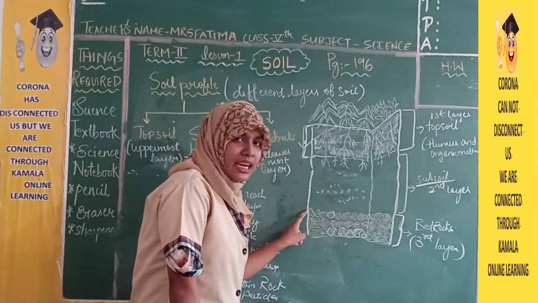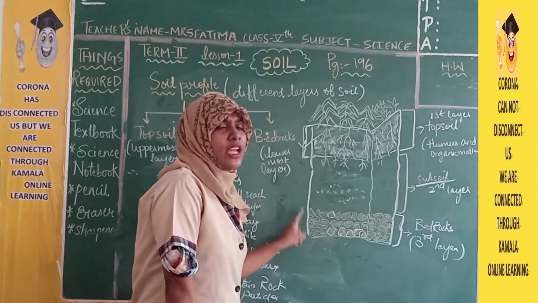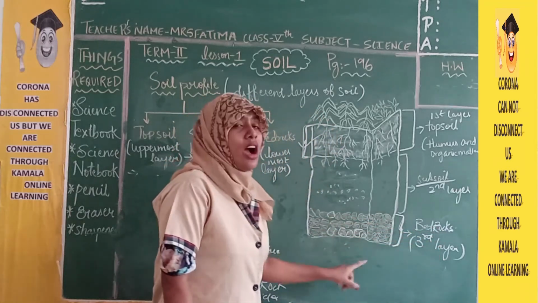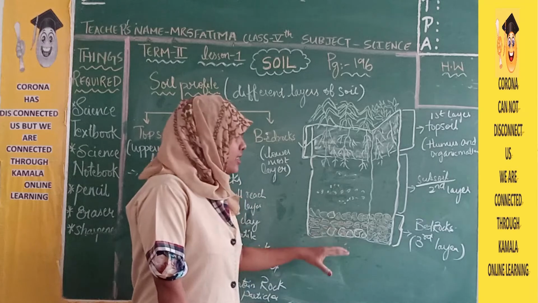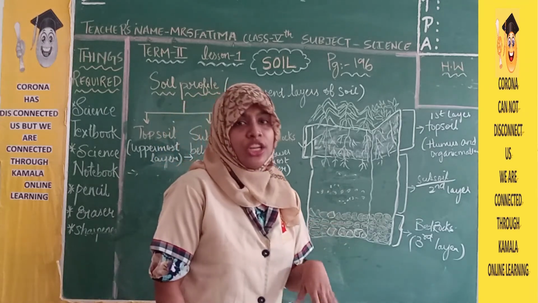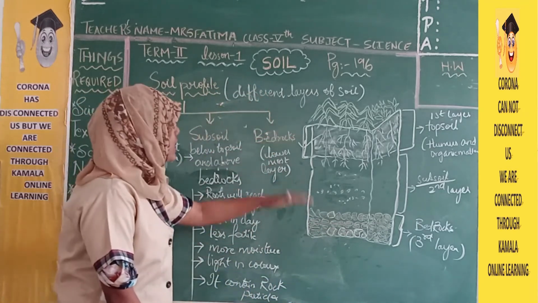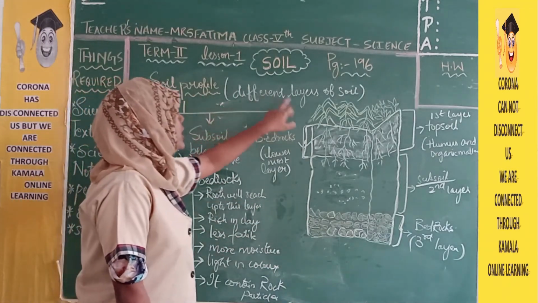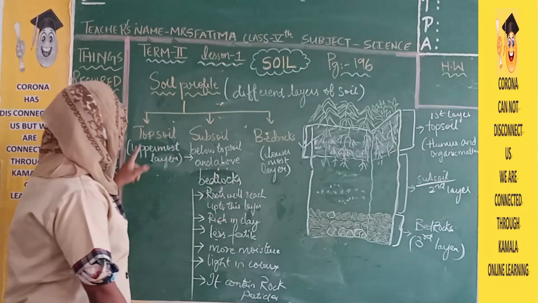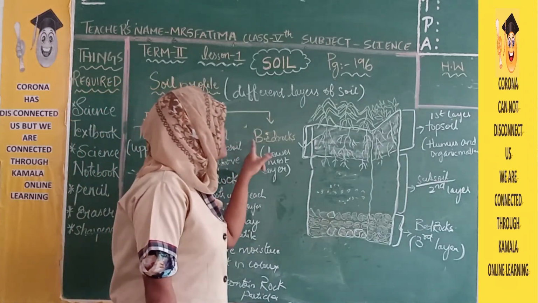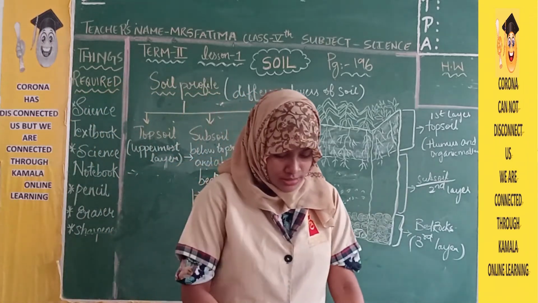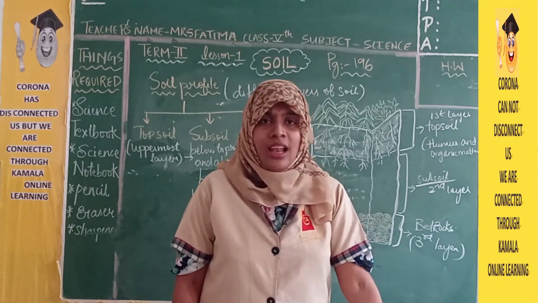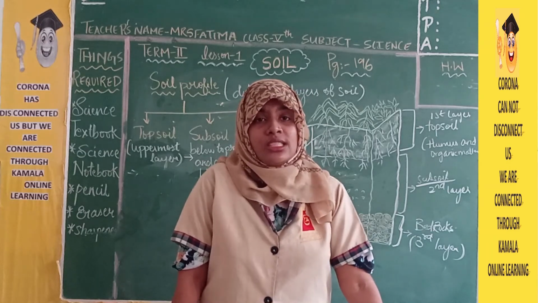Coming to the last layer, the lowermost layer of the soil profile, that is bedrock. It contains large rocks. It contains less amount of water. Did you understand the different layers of soil? Soil profile means different layers of soil. There are three layers: topsoil, subsoil, and bedrock. By this you have completed your topic, soil profile.